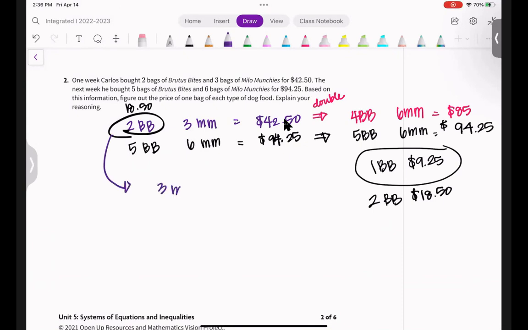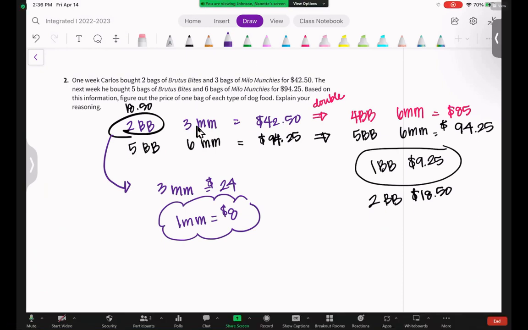So that implies that 3 Milo Munchies cost $24. So if 3 Milo Munchies cost $24, that means 1 Milo Munchie costs how much? 1 Milo Munchie costs, hopefully you said $8, and there's my other answer, right?